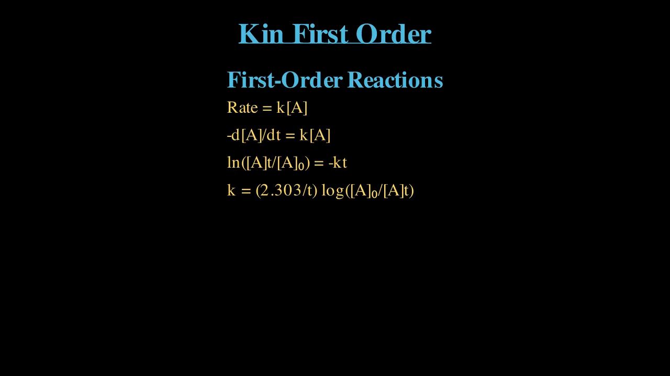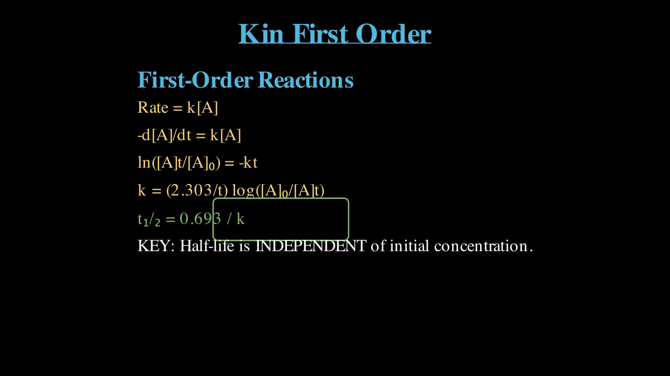Now, let's find the half-life. We set time t equal to t-half, and the concentration A becomes a naught divided by 2. Substituting this into our natural log equation, we find that t-half equals 0.693 divided by k. This is a crucial result. The half-life of a first-order reaction is independent of the initial concentration. It's a constant value, a key characteristic used to identify these reactions, such as in radioactive decay.